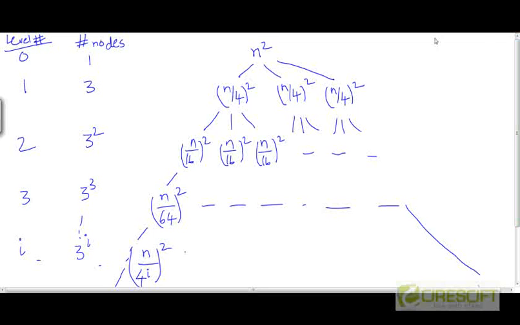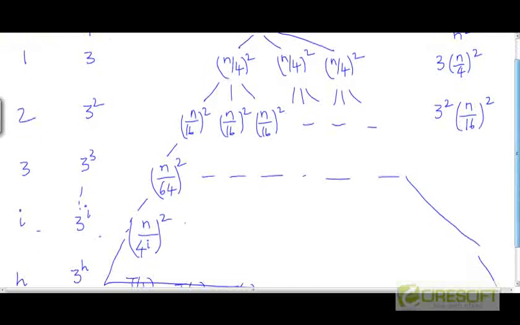Now to evaluate the value of T of n, we need to calculate the level sums. For level 0, the level sum is just going to be n square because we have a single node with a cost of n square. At level 1, we are going to have 3 nodes with a cost of n by 4 square each. At the second level, we are going to have 3 square nodes with a cost of n by 16 squared each. At the third level, we are going to have 3 cube nodes with a cost of n by 64 square each.